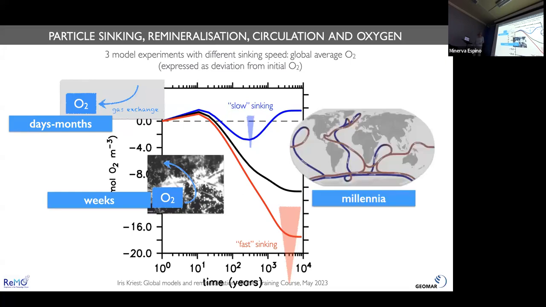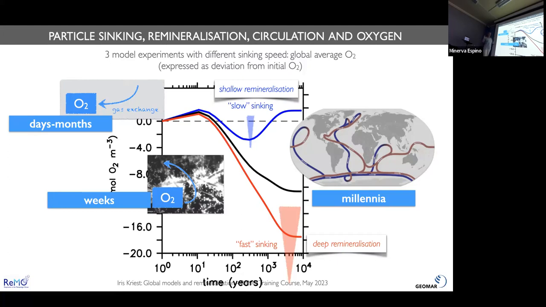Now, eventually, for the slow sinking model, this decline in oxygen recovers again, whereas it continues for the fast sinking model. And here we now see the combined effects of this remineralization in the deeper ocean and circulation, because with slow sinking, we will have shallow remineralization and a lot of oxygen will be used up in the mesopelagic, and see the ocean surface and the atmosphere quite quickly again.